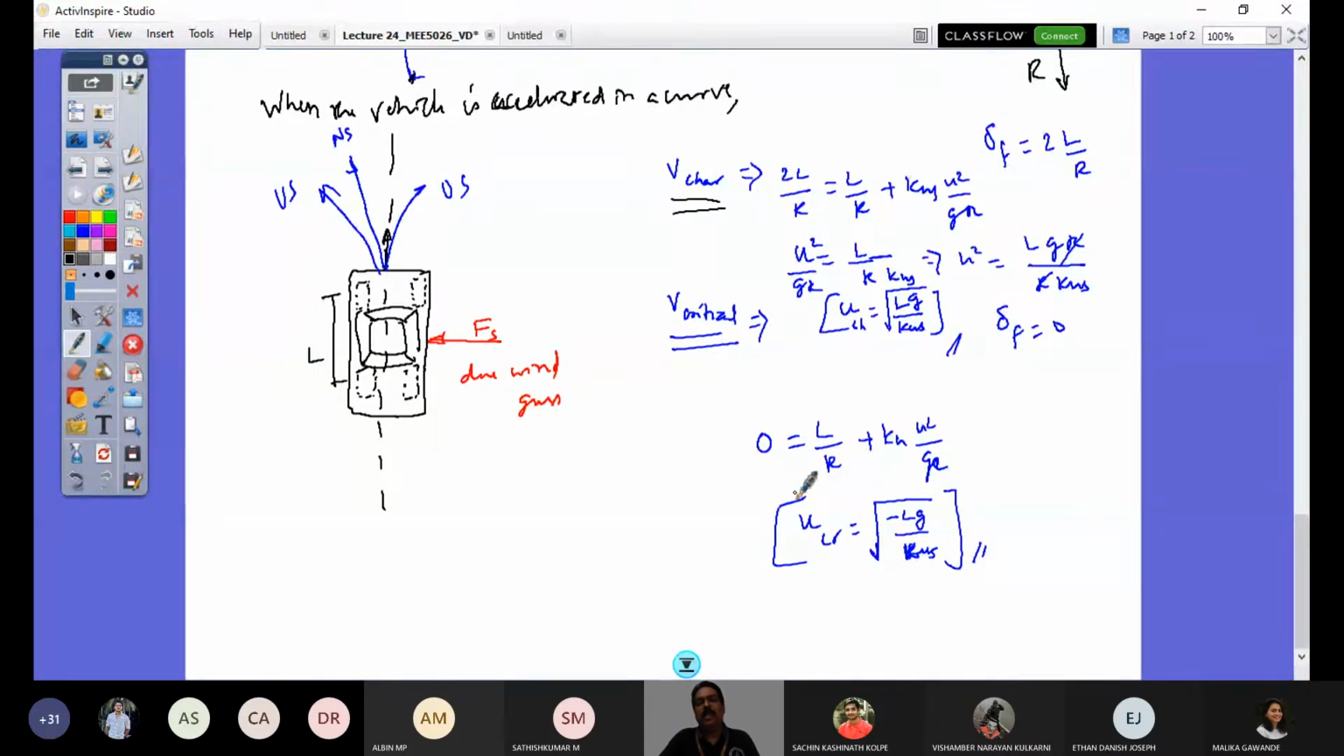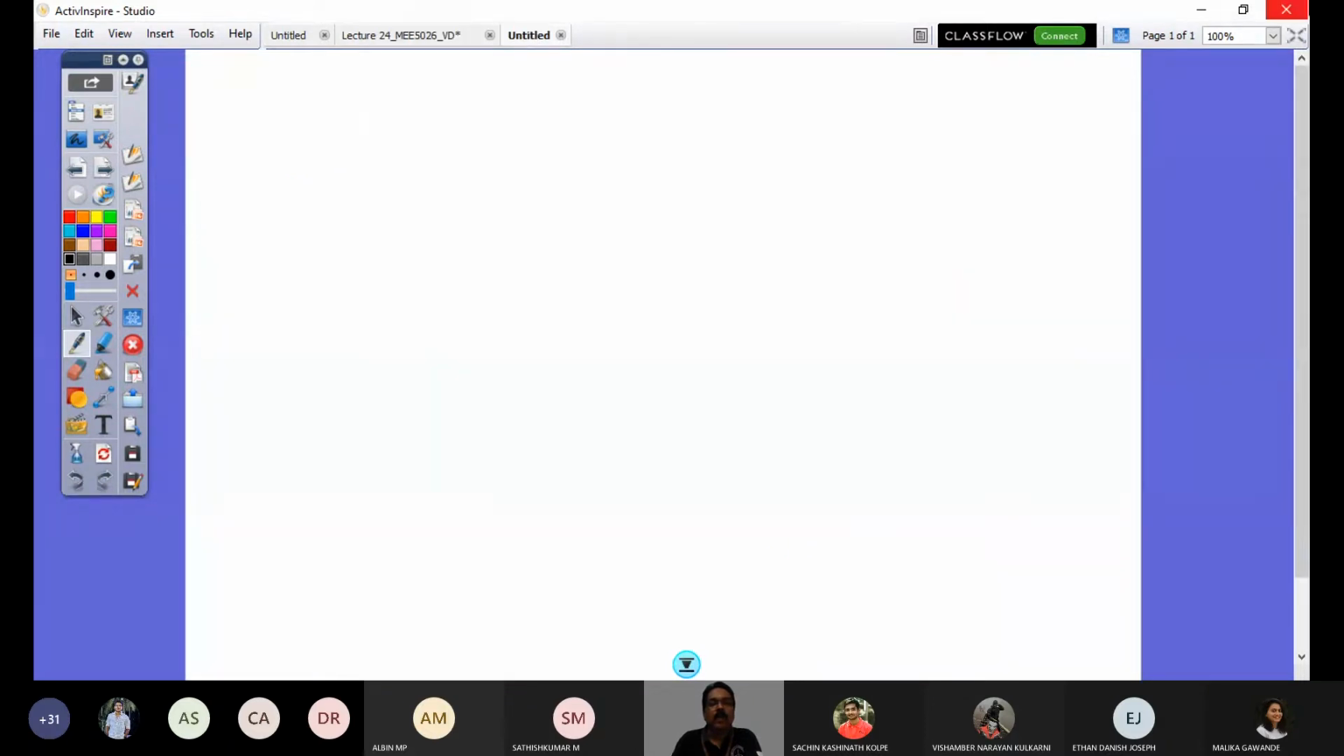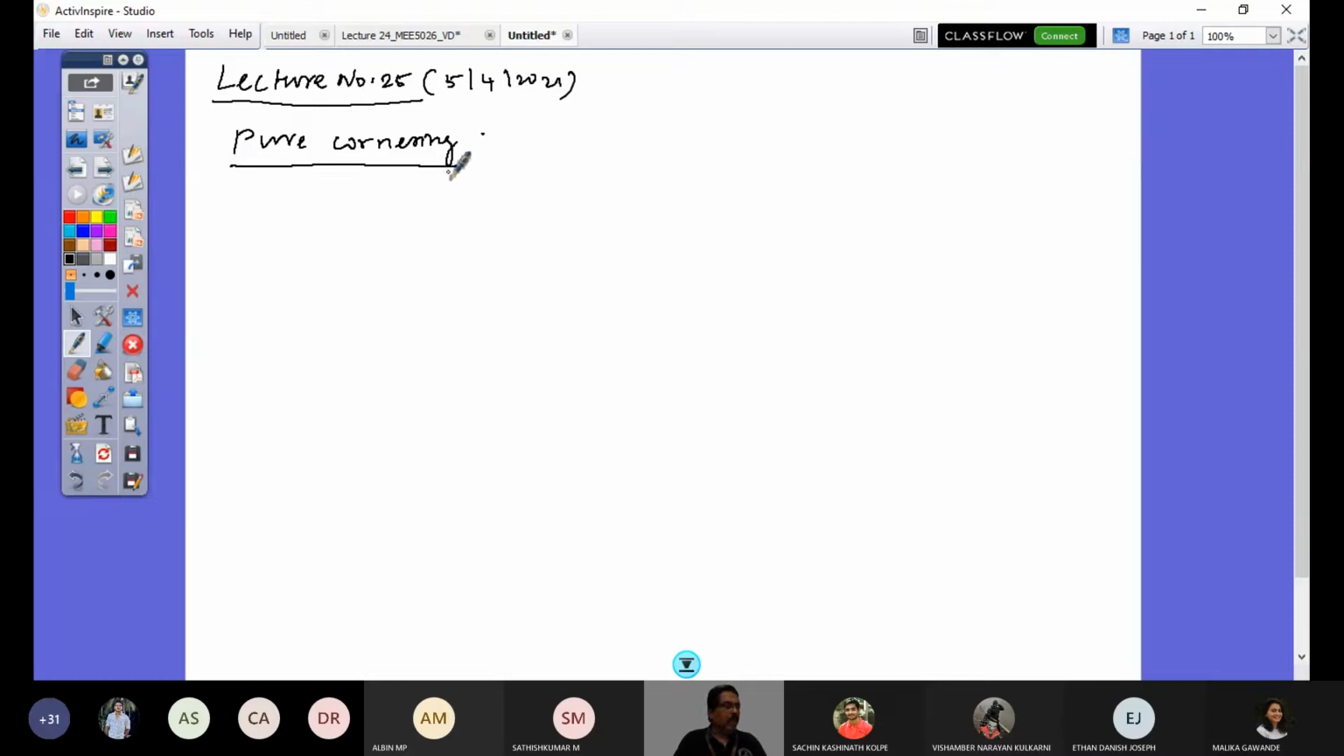So this Kus is basically used for comparing different vehicle classes or of the same class, different variants and so on. So today's lecture number 25, and today is 5/4/2021. Let's look at pure cornering study. Pure cornering. So what do you mean by pure cornering?